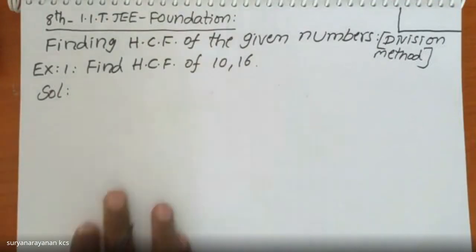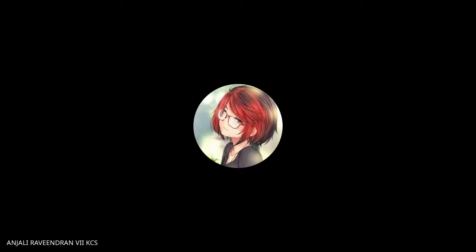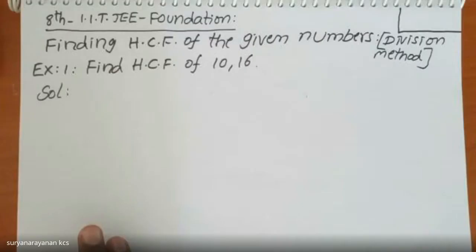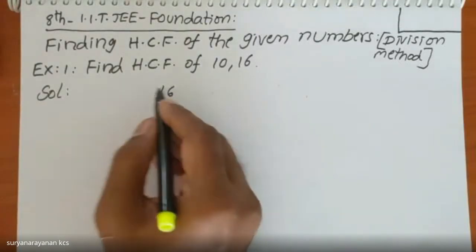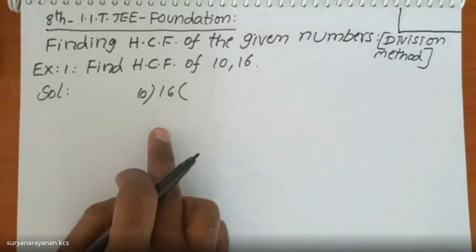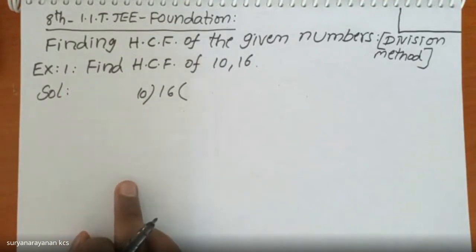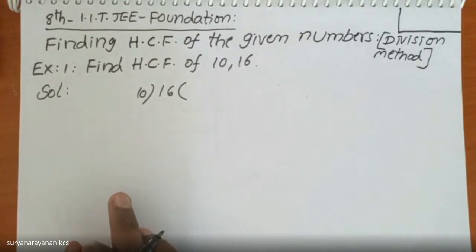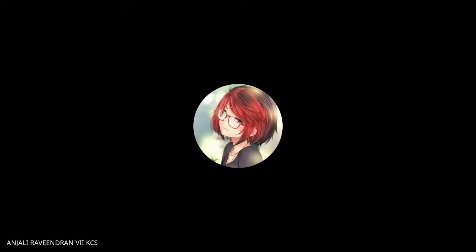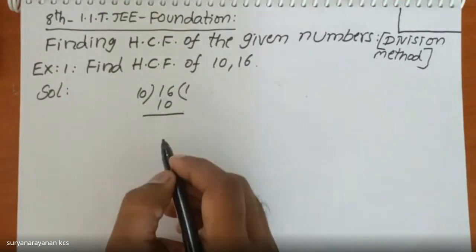In these two numbers, what is the bigger number? 16, sir. What is the smaller number? 10, sir. So we have to divide the bigger number by the smaller number. How many times does 10 go in 16? 10 ones are 10. Then what is the remainder you get here?